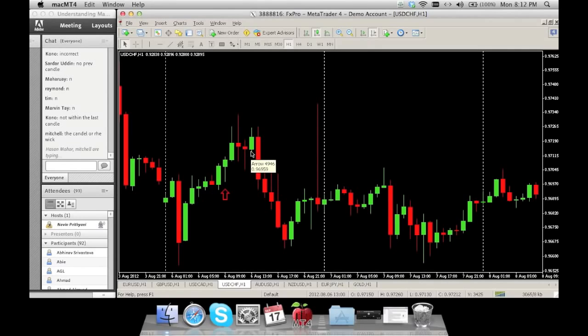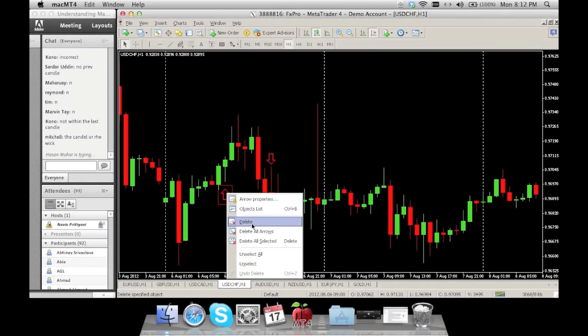Okay, now, moving on to the next example. Now, this one, trend continuation pattern or not? Let me remove this one so you don't get confused.